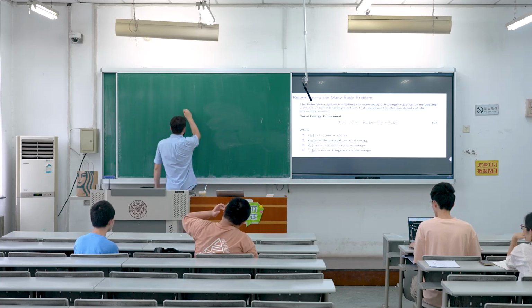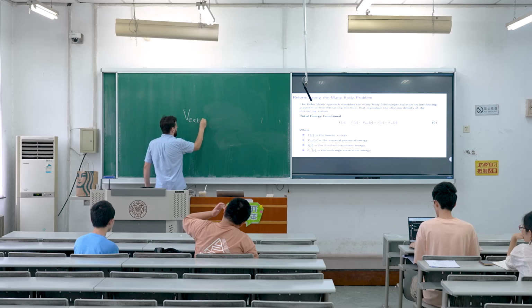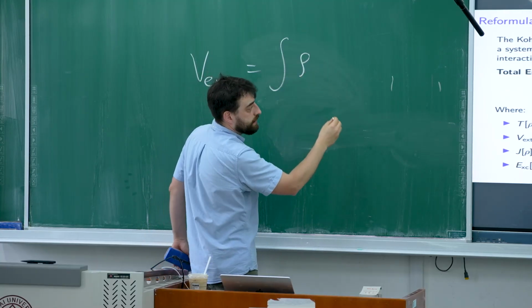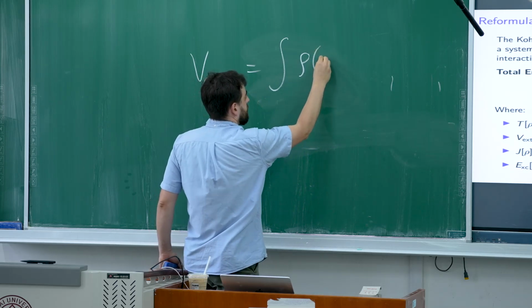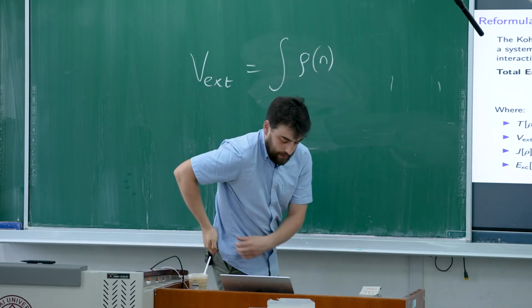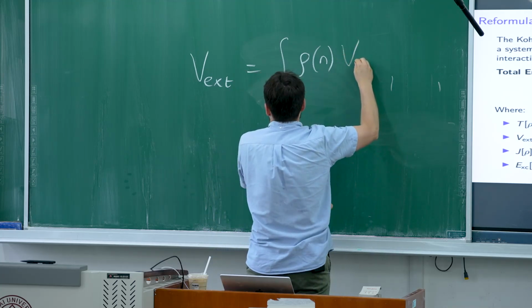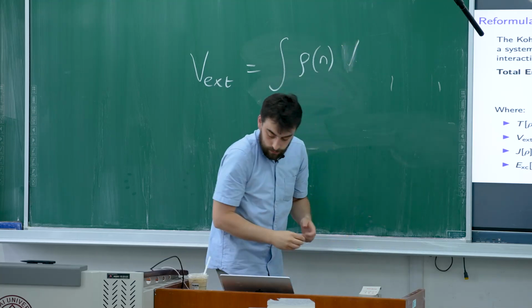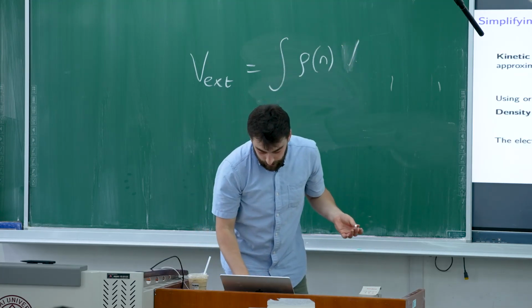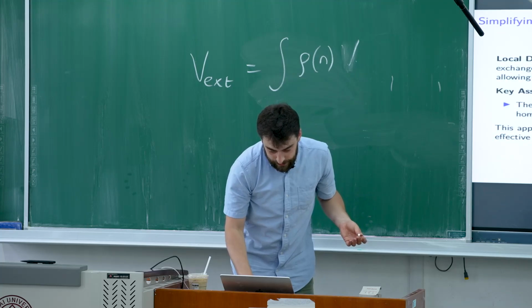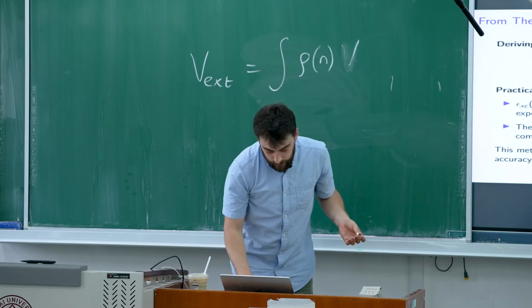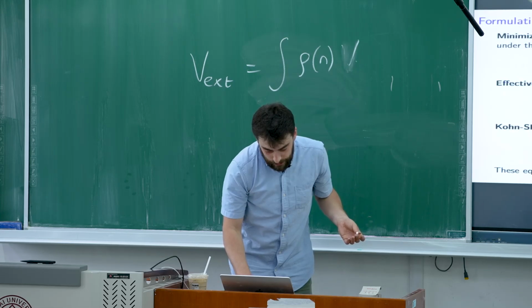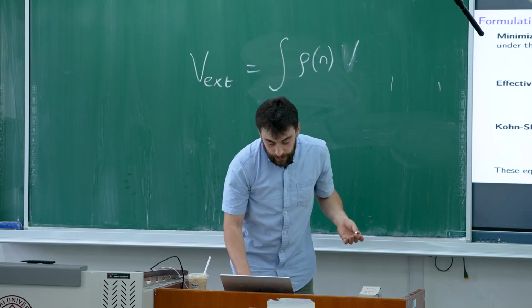So V external is just an integral with the density. Did we write density like that? Yes. So the density and, excuse me, and V, well, I think I've probably written it on the next page. It's probably easier just to, yeah. Right.